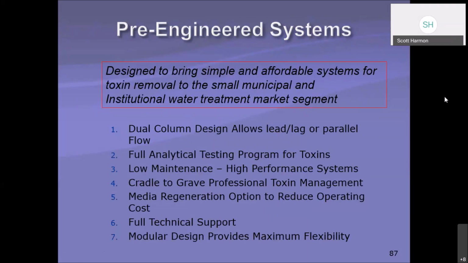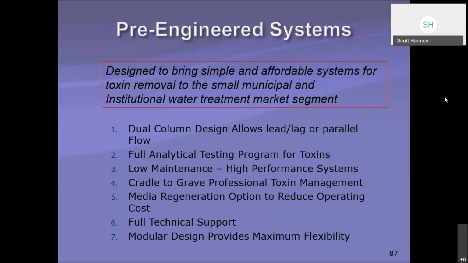What that means is part of the engineering would be you partner with the engineer for the placement of the media, so you don't have to worry about getting rid of any of the treated materials such as arsenic or in some cases uranium for these things. Media regeneration option to reduce operating costs. Usually have full technical support.